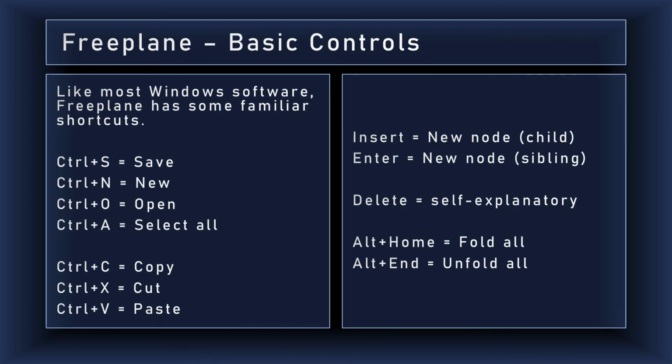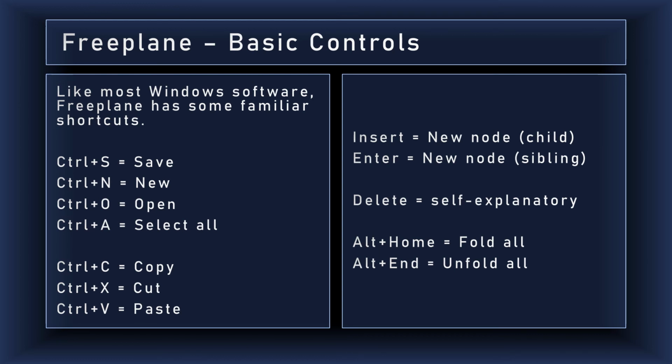So, like most Windows software, FreePlane has some familiar shortcuts. Save, new, open, select all control shortcuts. Copy, cut, and paste. If you've done it in Word, you can do it in FreePlane. Insert gives you a new node, which is called a child node. So that means that if we have a node on the left, in the way that we do it anyway, that would be considered the parent node. So we have the original root node, we hit insert, a new node appears to the right. We hit insert again, the next one to the right will pop up. I'll show you in just a minute graphically.